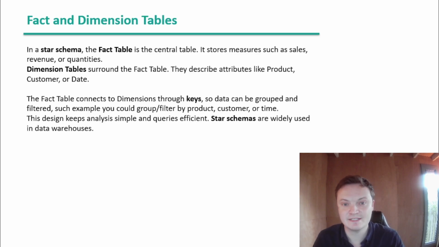Fact and dimension tables. In a star schema, the fact table is the central table. It stores measures such as sales, revenue, and quantities. Dimension tables surround the fact table. They describe attributes such as product, customer, or date. The fact table connects to dimensions through keys, so data can be grouped and filtered. For example, you can group and filter by things such as product, customer, or time. This design keeps analysis simple and queries efficient. Star schemas are widely used in data warehouses.